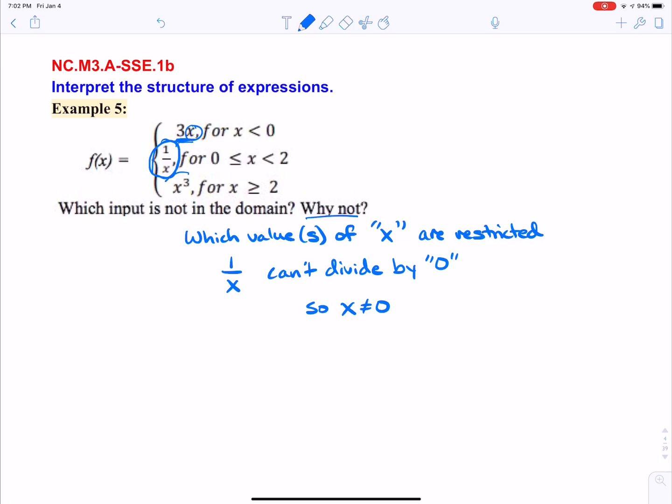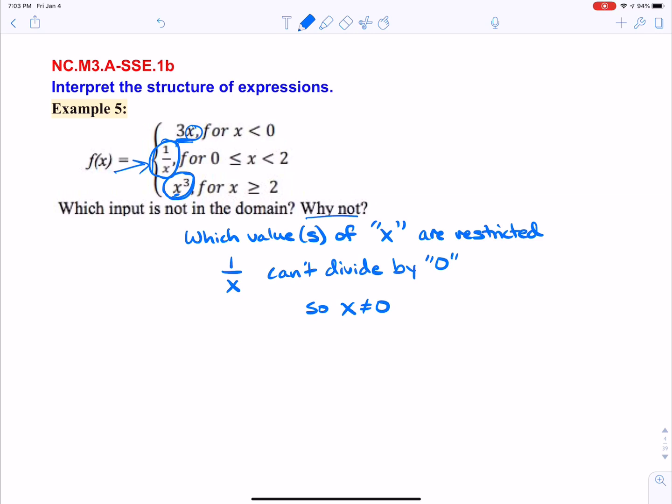And then the last part of our function is x cubed. So think about, is there any number that you cannot cube? And all the numbers would work for that, because you could cube negative numbers, you can cube positive numbers, you could cube 0 if needed, you could cube anything. So it would never be restricted for something cubed, but only that piece in the middle caused some problems.